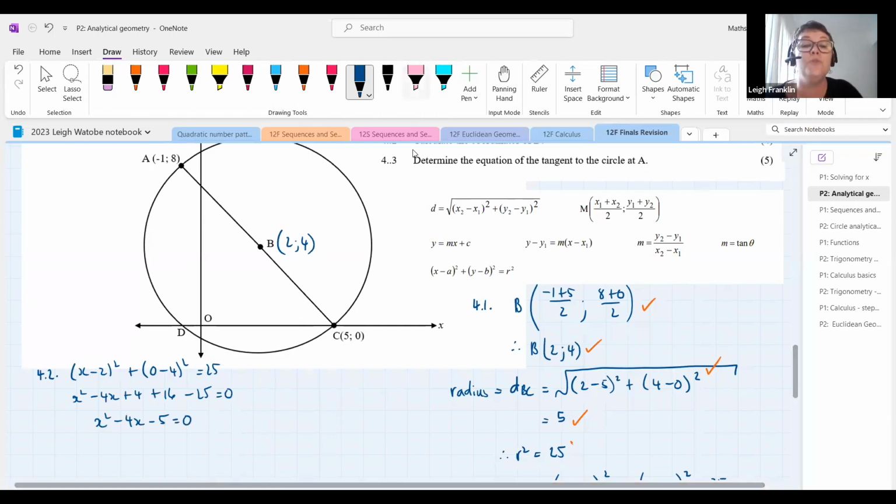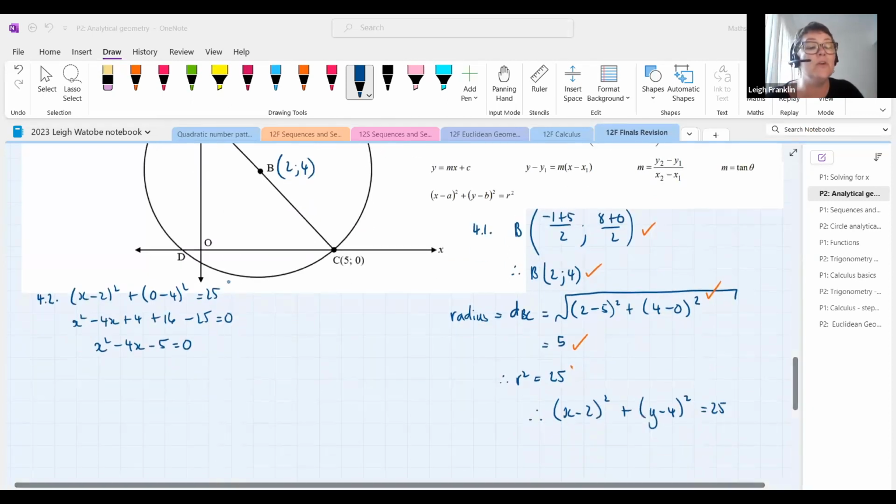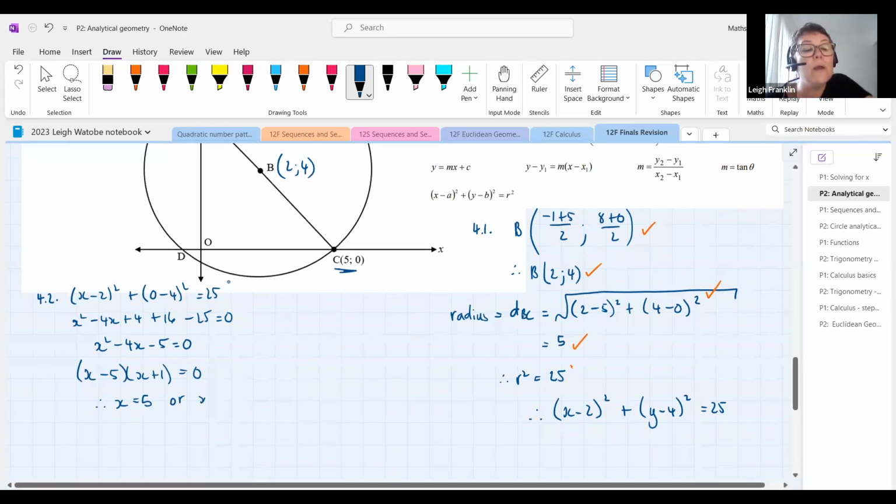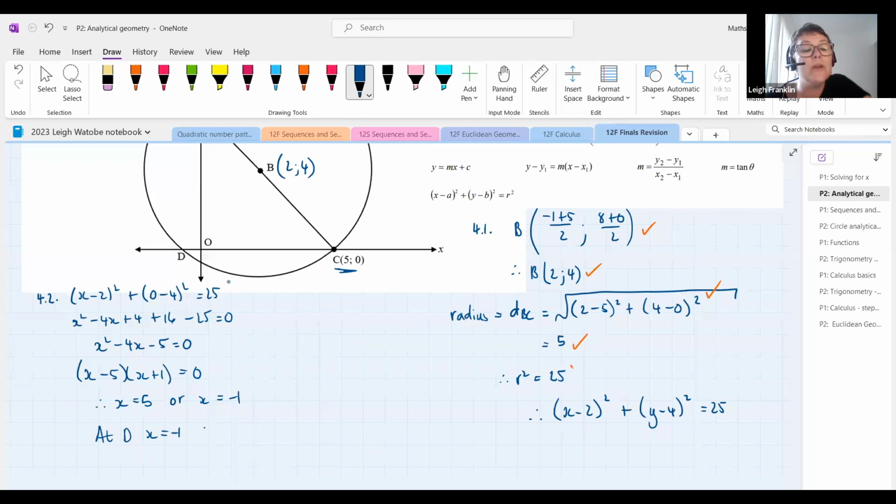And then you could have used the quadratic formula if factorizing is difficult. Otherwise, you would have factorized, and here you would have said x minus 5, x plus 1, and therefore two solutions for x. x is equal to 5. We're expecting that because we see the other x-intercept is C at 5 and 0, or x would be equal to -1. So at D, x is equal to -1.